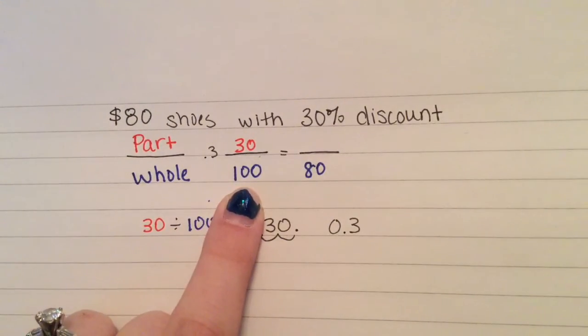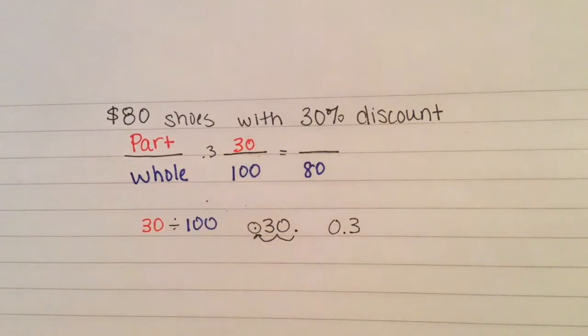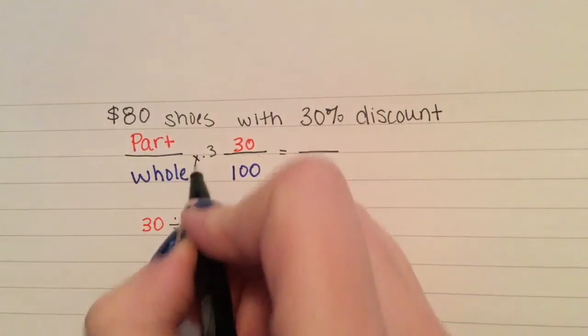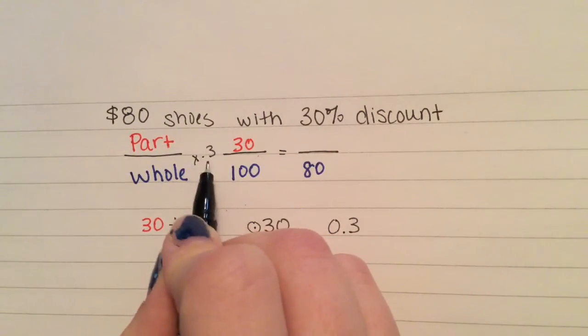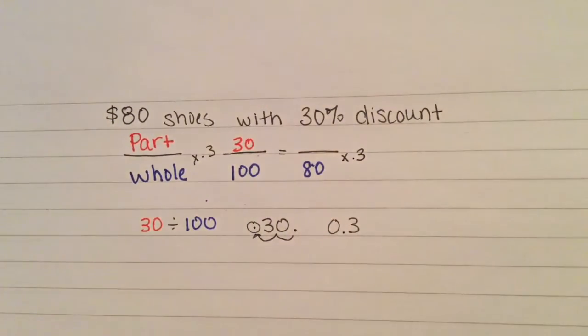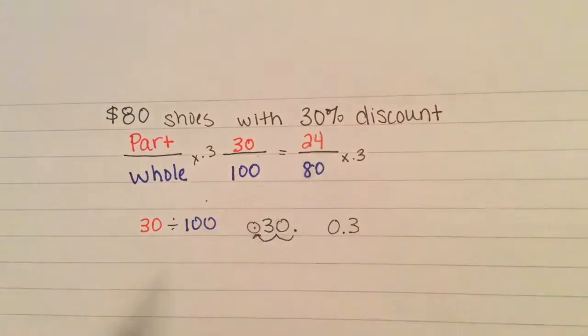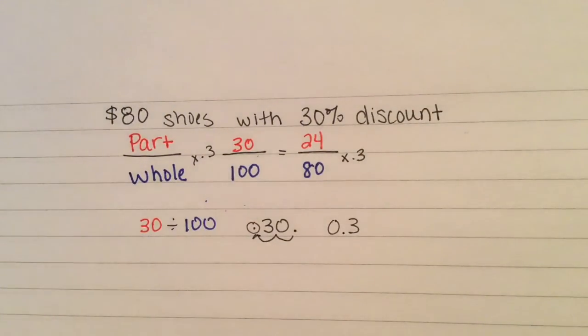That means I can do 100 times 0.3 and it'll get me to 30. If I'm multiplying this denominator by 0.3, then I will multiply this denominator by 0.3. And that will get me 24. So they're going to discount my price by $24.